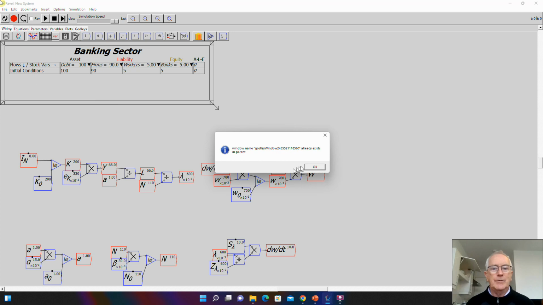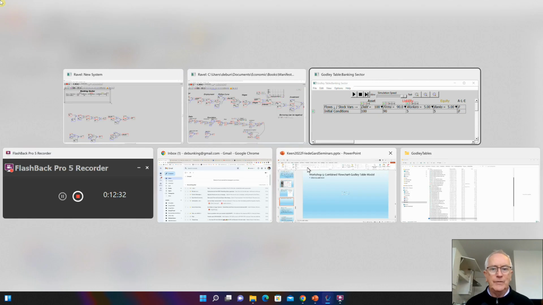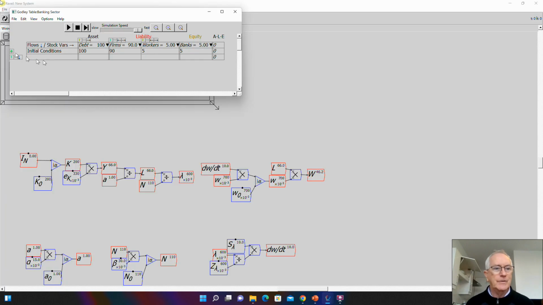Pardon me, that's a bug in the old version. You won't see that when you use the new version. So pay wages. Wages are going to be a flow of minus W from here to W for workers. And that, of course, we now do have consumption by workers.